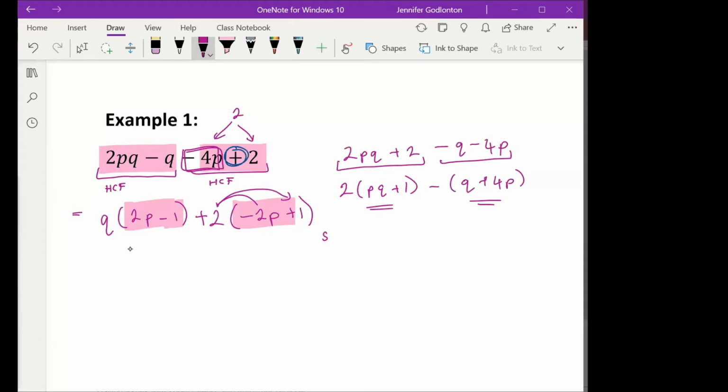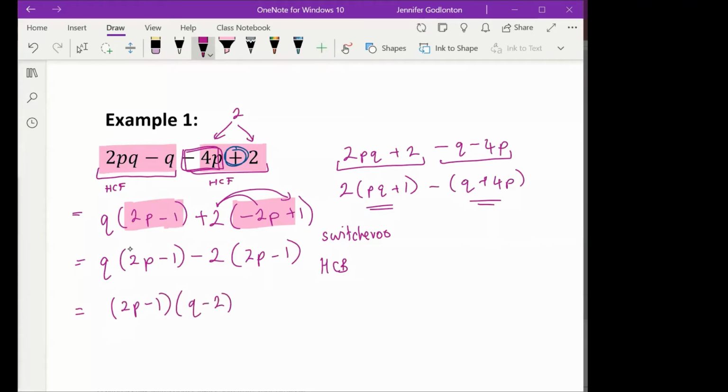At this point, you can do a switcheroo, which we did a couple of lessons ago. You can change that positive to a negative and change those around. And you could do a switcheroo. And then you've got a highest common bracket. So you can take out your highest common bracket and write what you have left. Okay. But if you're able to see that you can take out a negative 2 right in the beginning, then it makes it a little bit easier. Then you don't have to do a switcheroo.